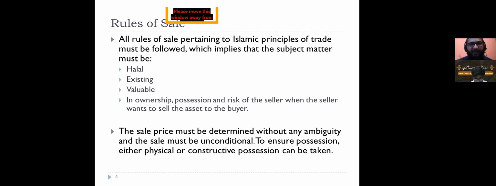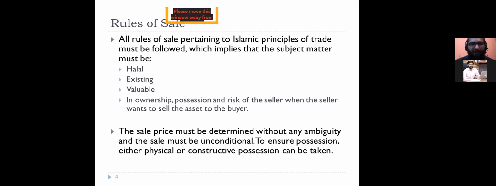The subject matter has to be valuable as well. So if we simply sell, let's say, air or fire or a stone which does not have any value, the trade would only be for those goods where we have a valuable asset. If an asset is a common property resource, then it is going to be used by everyone. Like everyone enjoys sunshine, everyone enjoys oxygen. It's a common property resource. There is no market exchange involved in that. So when a sale is involved, the asset has to be valuable, existing, halal.